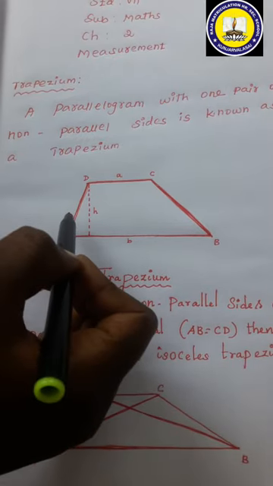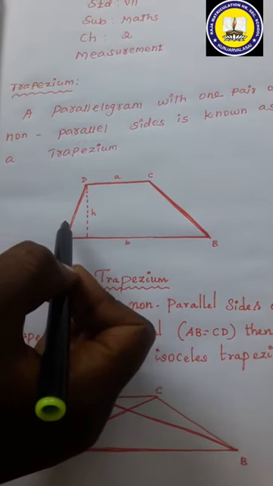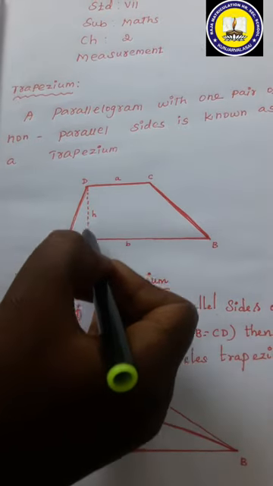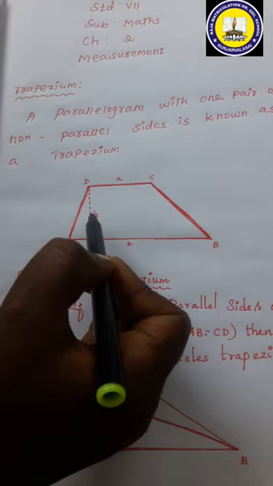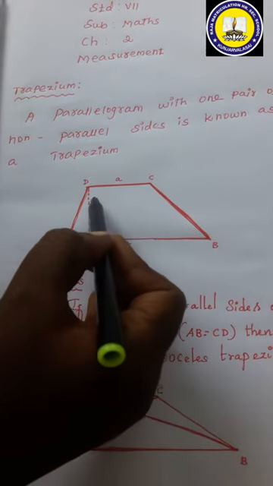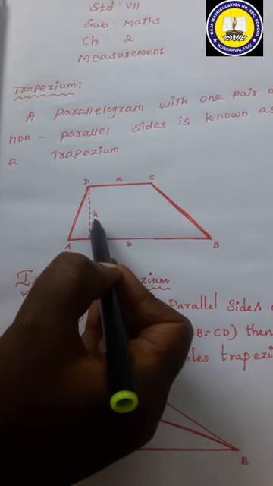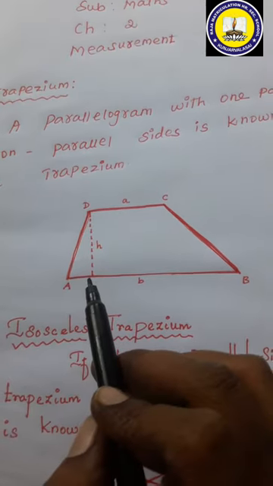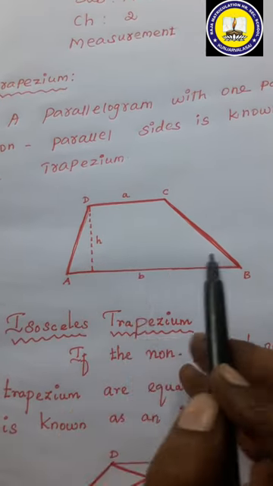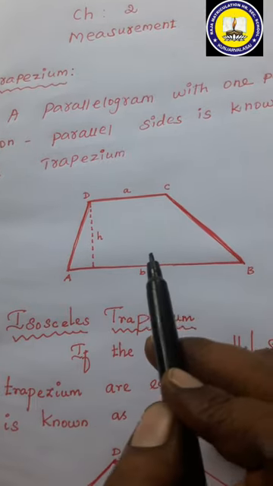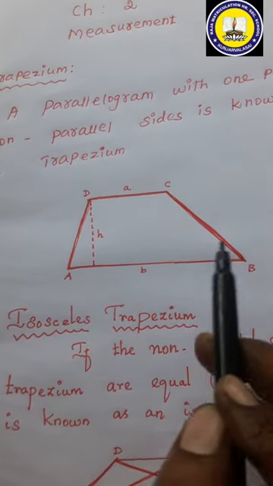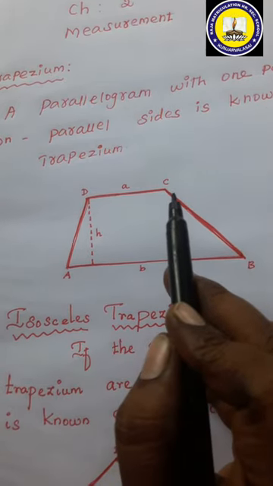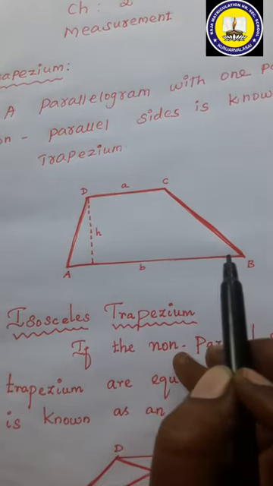Then the distance between the parallel sides, that means AB and DC, is the height of the trapezium. Here ABCD is a trapezium with parallel sides AB and DC measuring a units and b units respectively.